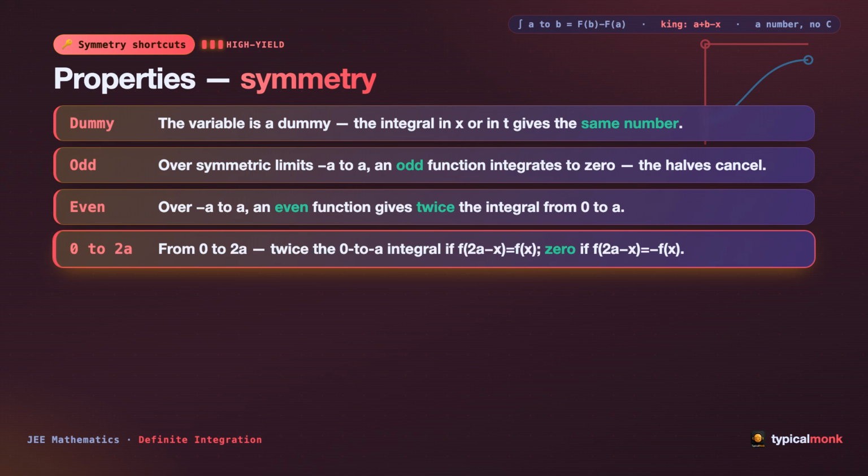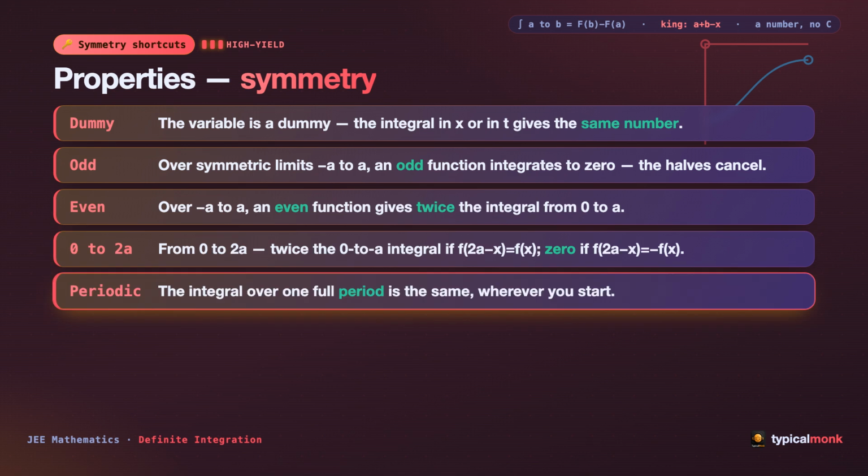0 to 2a: from 0 to 2a, it is twice the 0 to a integral if f of 2a minus x equals f of x, and it is 0 if f of 2a minus x equals minus f of x. Periodic: the integral over one period is the same, no matter where you start.